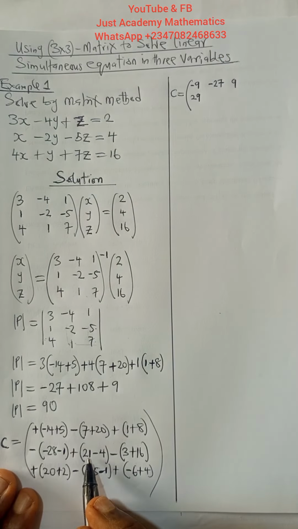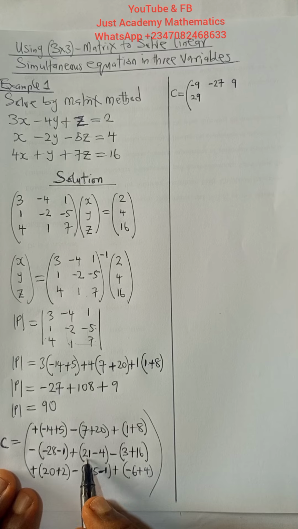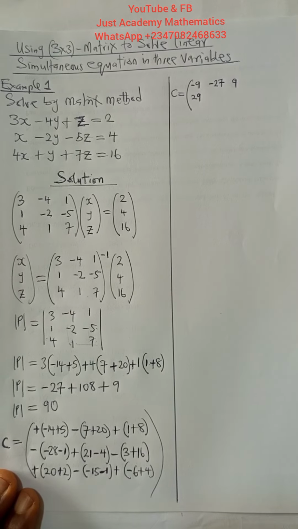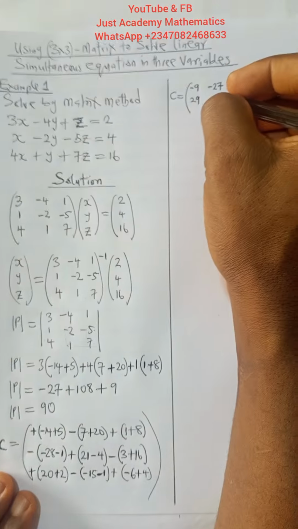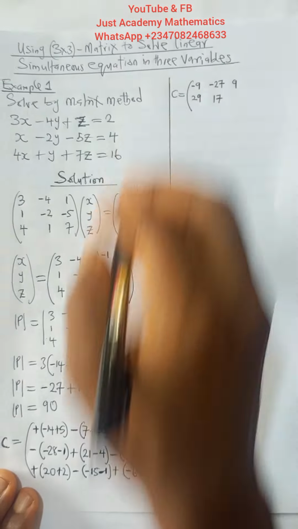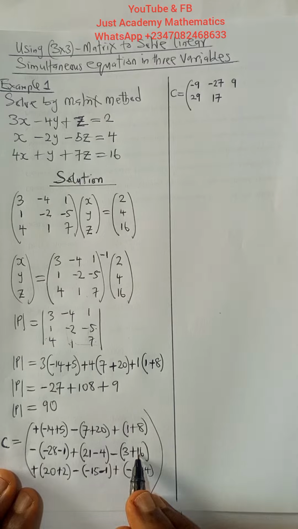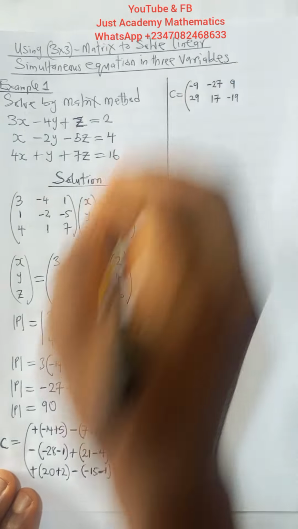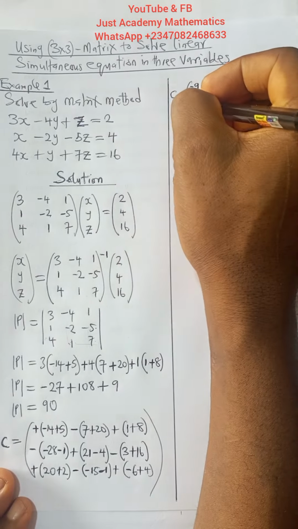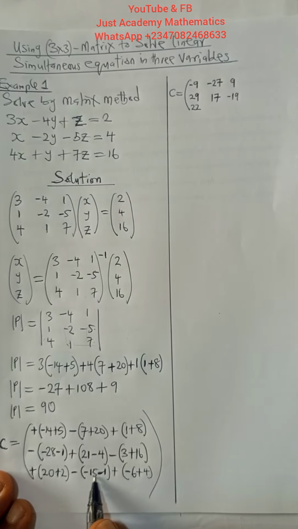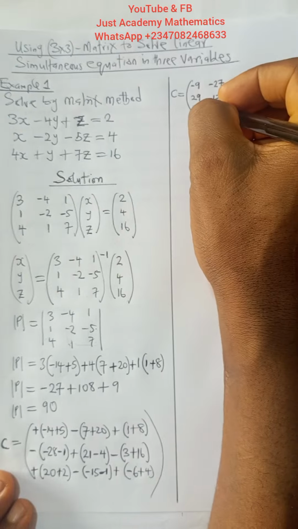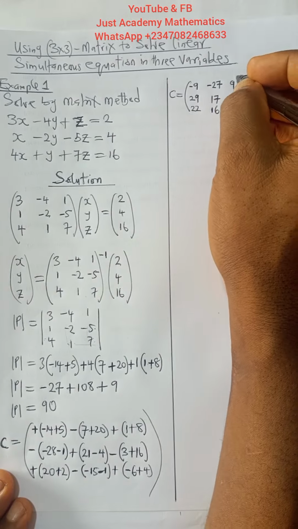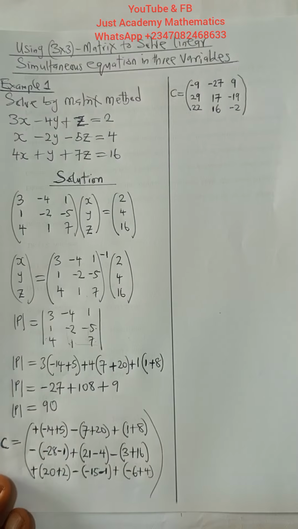How about here? We have 21 minus 4 to give us what? 17. And here we have 19, negative 19. The last one we have 22. And we have minus 16 times minus outside. We have plus 16. And we have minus 2. So this is the cofactor.